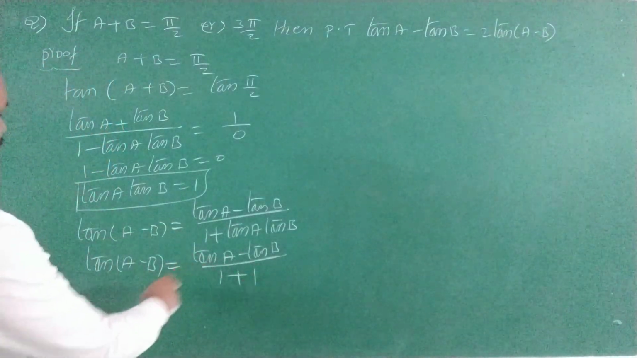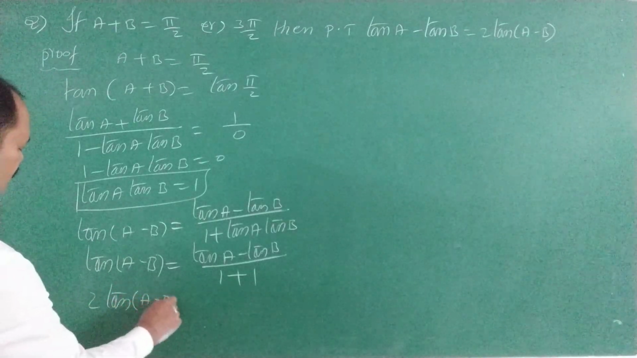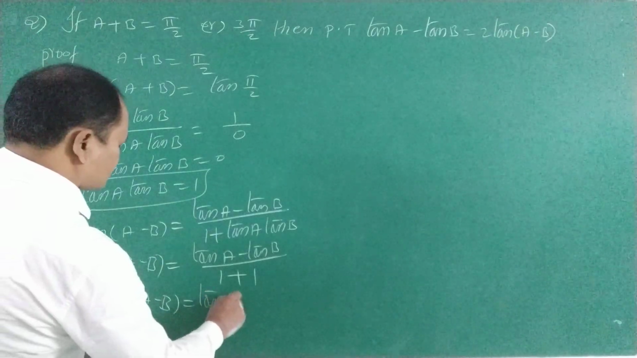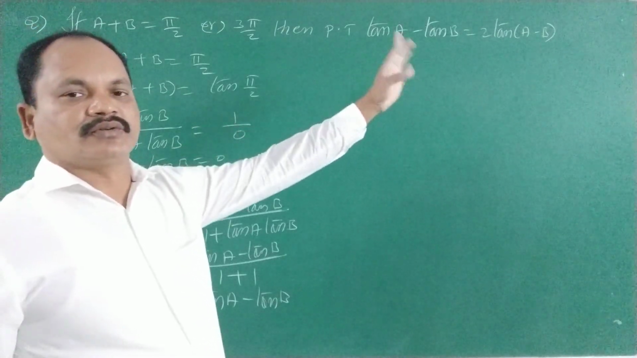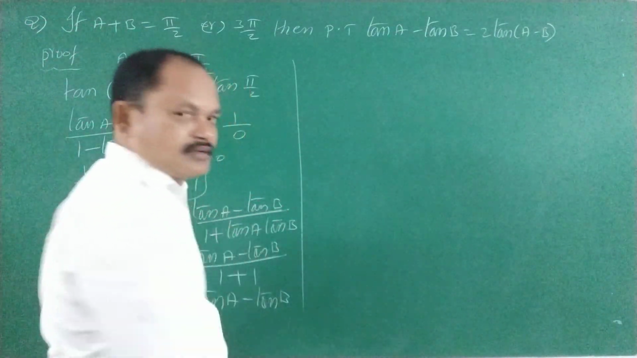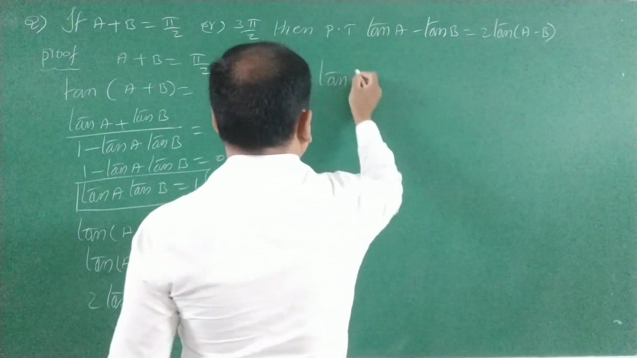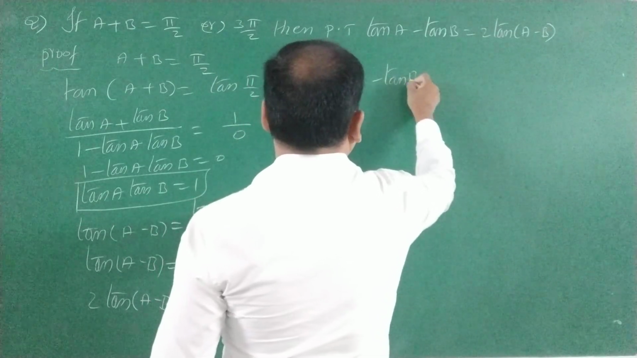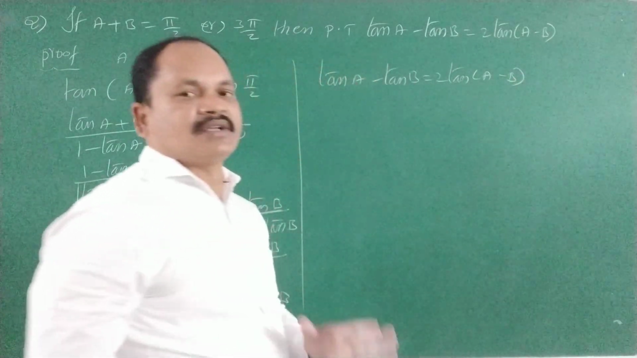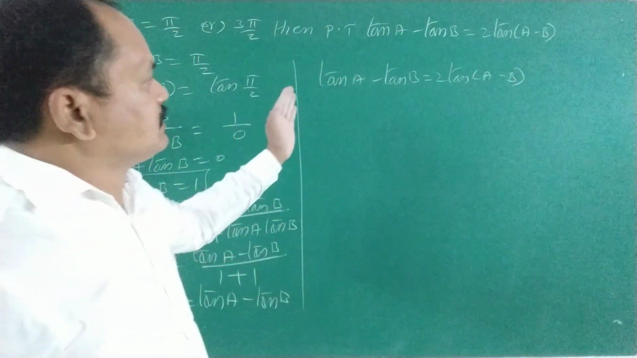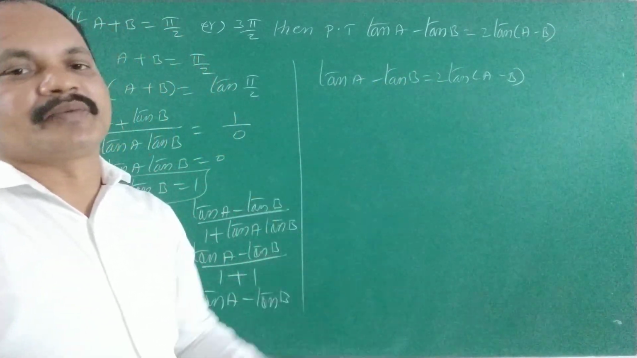That's why apply cross multiplication, then 2 tan(a minus b) is equal to tan a minus tan b. Hence proved: tan a minus tan b is equal to 2 tan(a minus b). So here, if the sum of the angles is 90 degrees, then the difference of the tan functions is 2 times the tan of the difference of the angles.